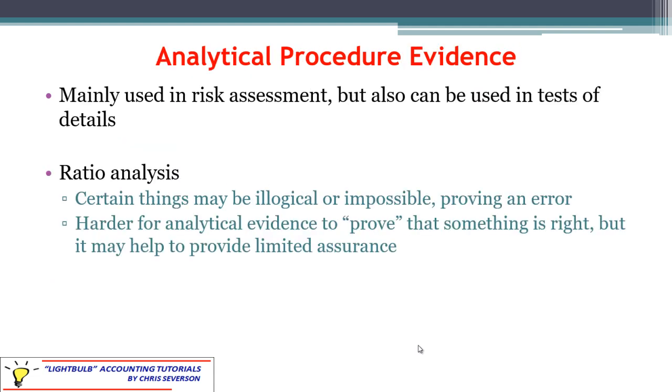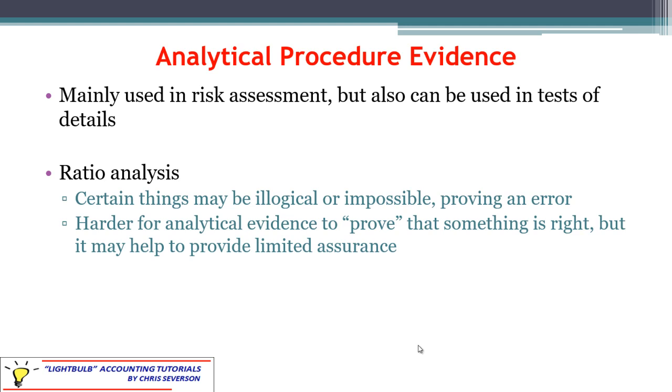Then we get into the analytical procedure evidence. So analytical procedures are somewhat odd because they can be used in multiple steps of the audit. In fact, they can be used in three phases. The planning phase, just to identify where you think the risk is. They can also be used during the actual audit work, and they can be used as a wrap-up just to make sure that after your adjustments, everything still makes sense.